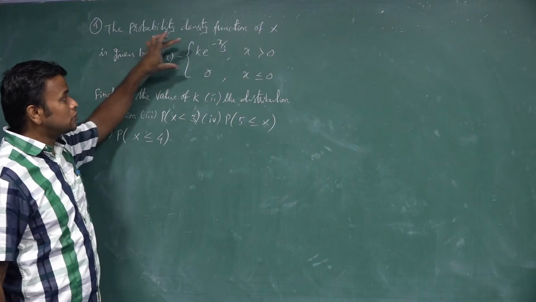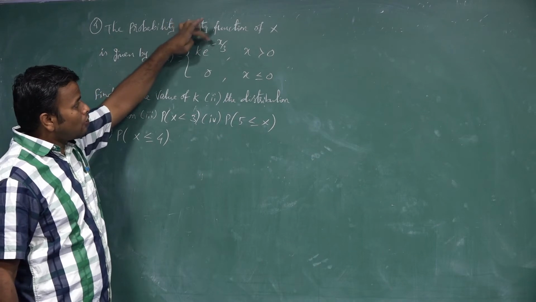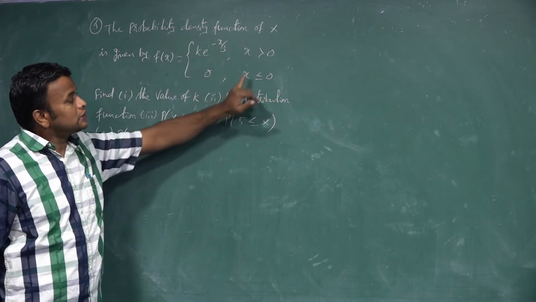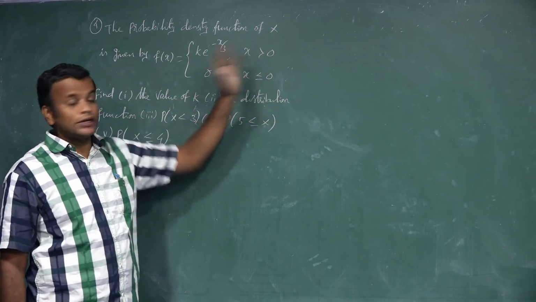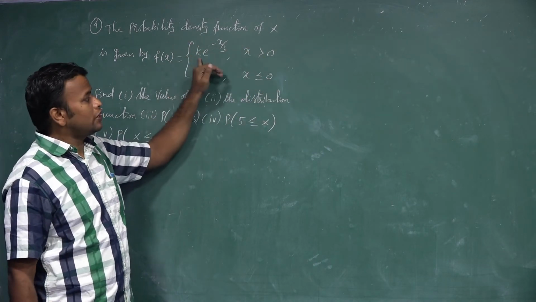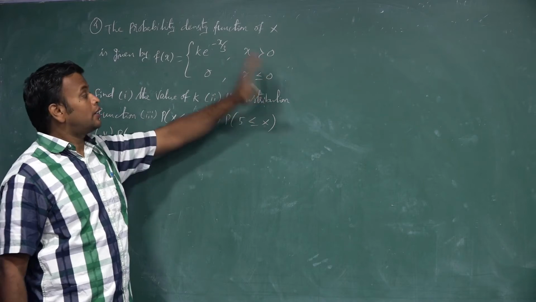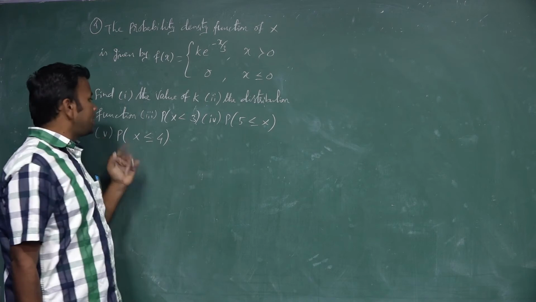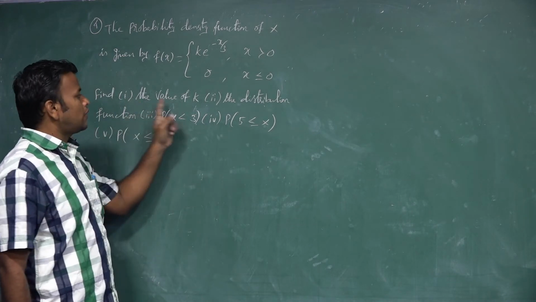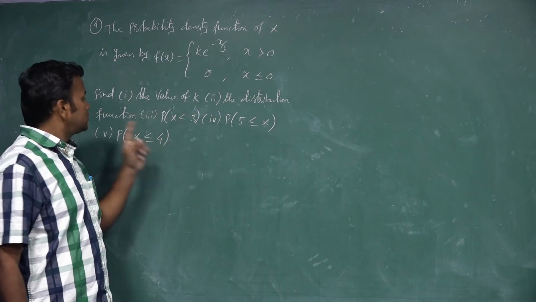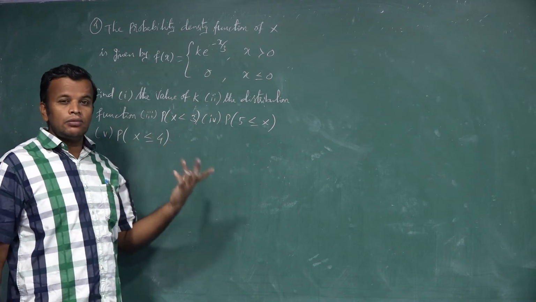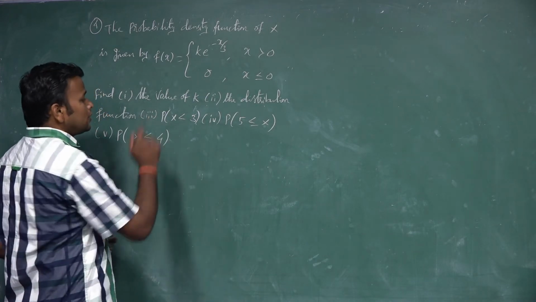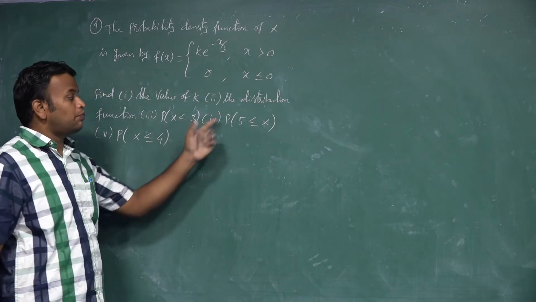The density function f of x is k times e power minus x by 3 when x is greater than 0, and 0 when x is less than or equal to 0. Here we have just two cases. When x is greater than 0, that value. When x is 0 or less than 0, f of x is defined as 0. Then there will be 5 subdivisions here. First, as usual, find the value of k. Next, the distribution function. Another name for the distribution function is the cumulative distribution function. Then 3, 4 and 5, we find some probability values.